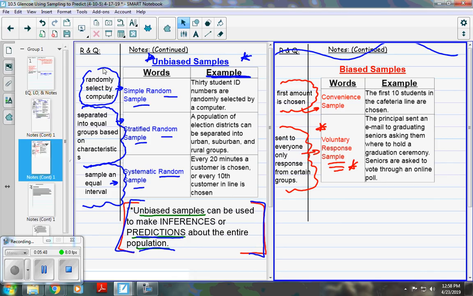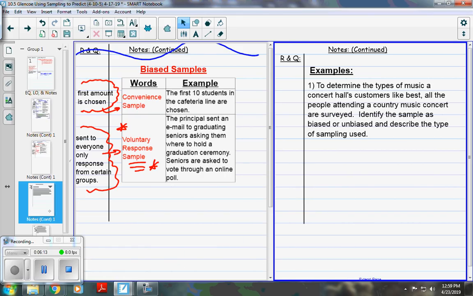So we have these 5 sampling techniques we have to learn about: 3 that are unbiased and 2 that are biased. Now what we're about to do in our problems is figure out whether a biased or unbiased sampling technique has been used, say what sampling technique it is, and if it's unbiased, predict what happens to the whole population. So let's go on to our first example for this lesson. Go ahead, pause here, and copy down what you see.